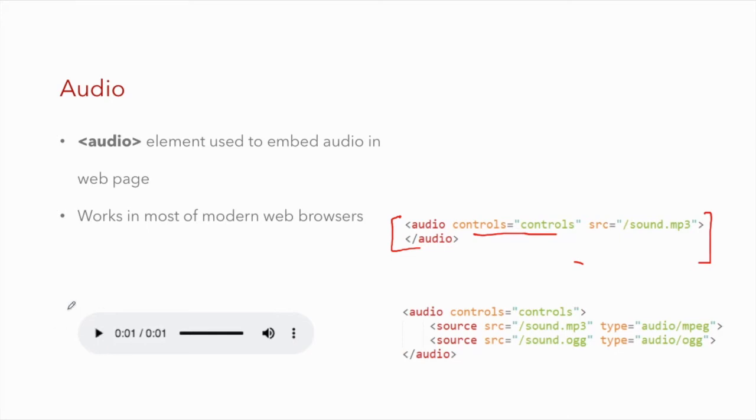This is how it will be displayed on the Chrome browser. There could be slight variation in how this control is displayed across browsers. You can have multiple sources, whichever type of MP3 files the browser can support, or different audio versions also. But depending on the file extension, you are required to specify the type of the audio file. Here I have specified audio MPEG and audio OGG.